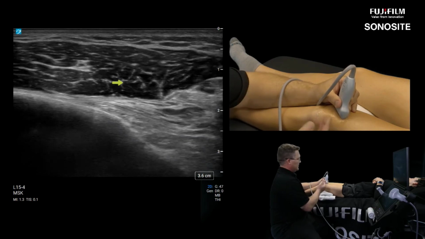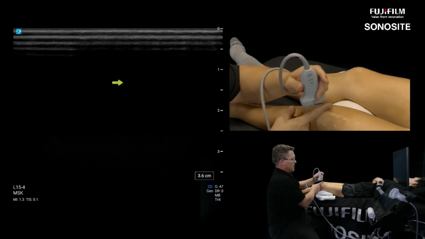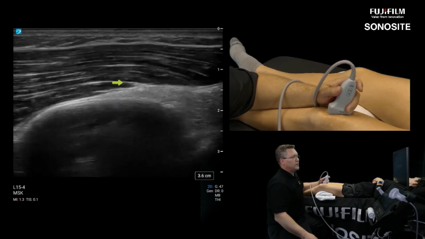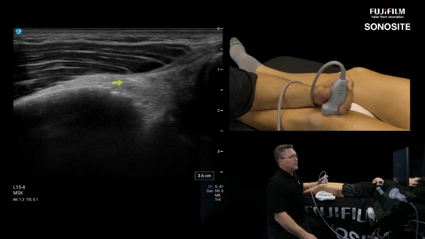Long axis, you can see where I am in short axis, relatively speaking. I'm going to go this way and just turn the probe oblique there, and we see really, really nice longitudinally oriented fibers of the VMO. It's one of the more awesome muscles to image in the knee, just because it's so prominent. It's such a medial landmark. It kind of tells you where you are.